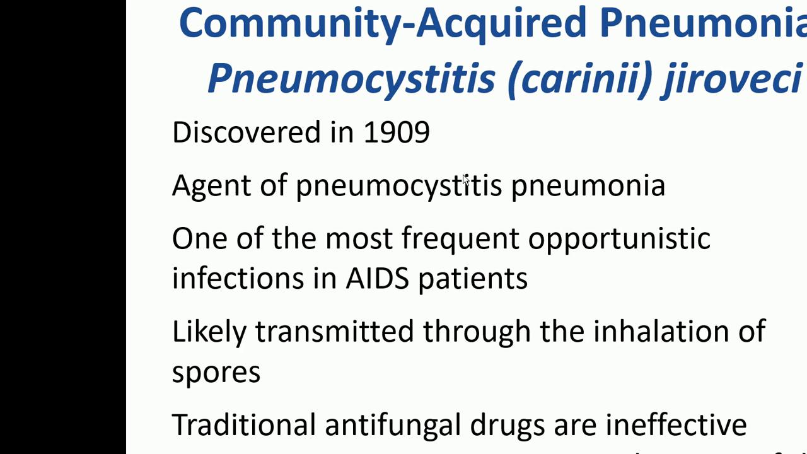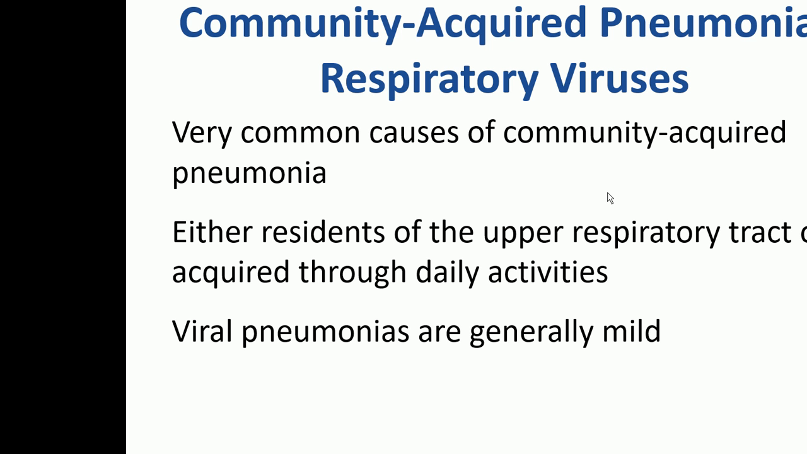Then the next one is Pneumocystis jirovecii. They are the agents of Pneumocystis pneumonia. And then there are some viruses which can also cause pneumonia, a very common cause of community-acquired pneumonia. The important thing to know here is viral pneumonias are generally mild.